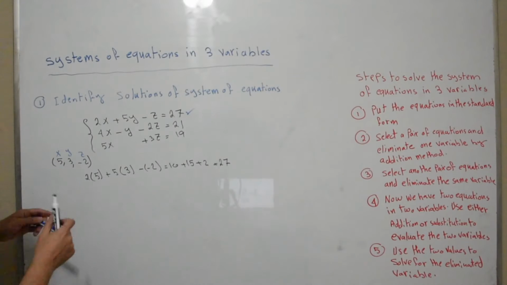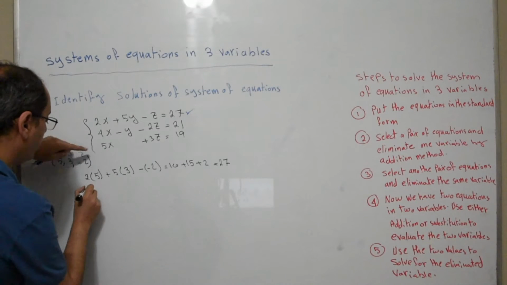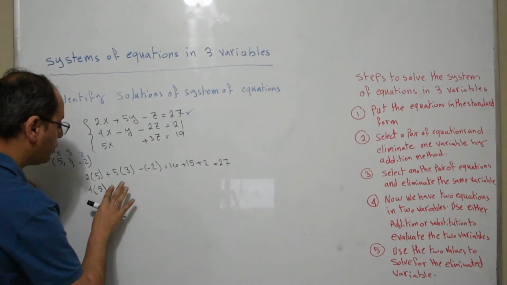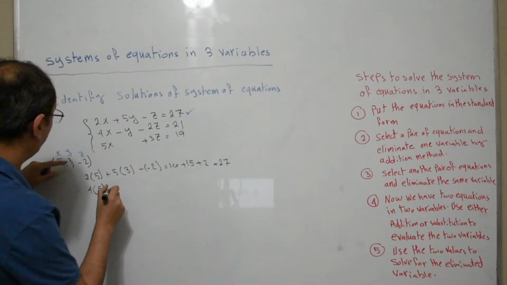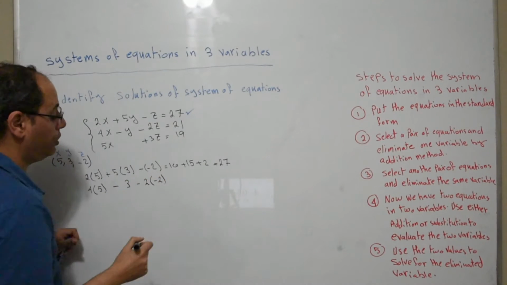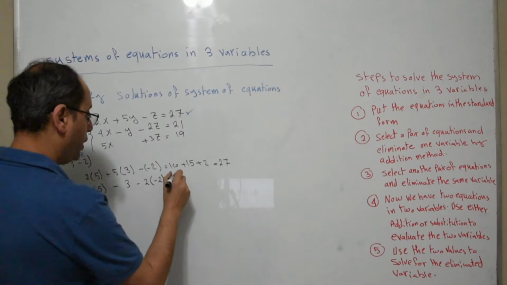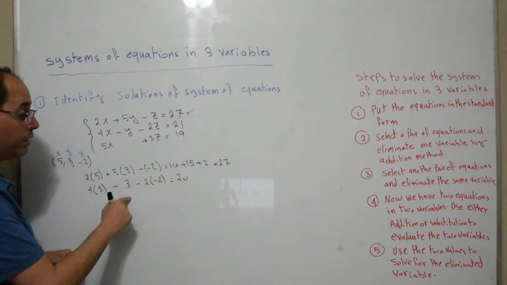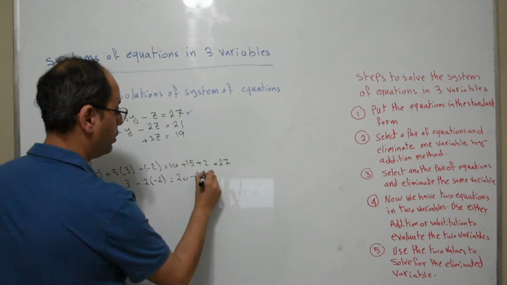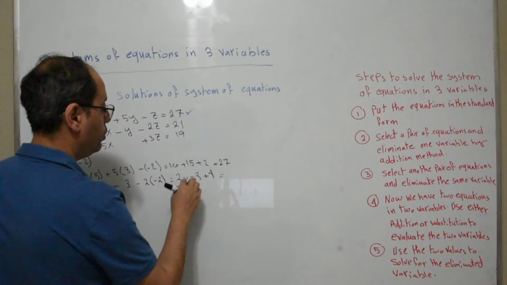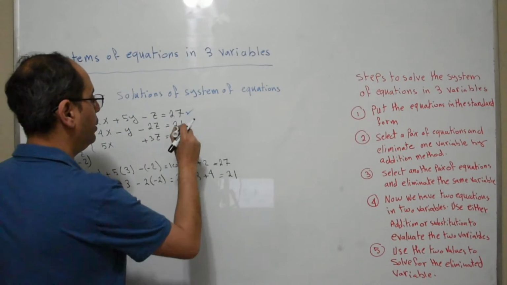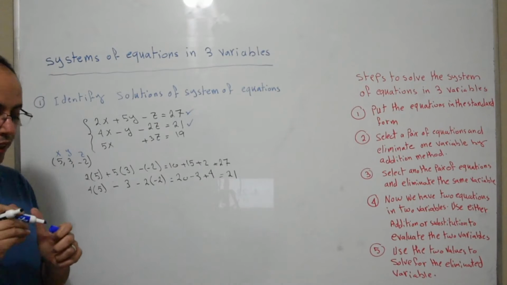Let's try equations 2 and 3. So equation 2: 4 times 5, minus y, which is 3, minus 2 times negative 2, which is z. So I got here 20, and then negative 3, and then negative 2 times negative 2 is plus 4. So 24 minus 3 is 21. Okay, super great.